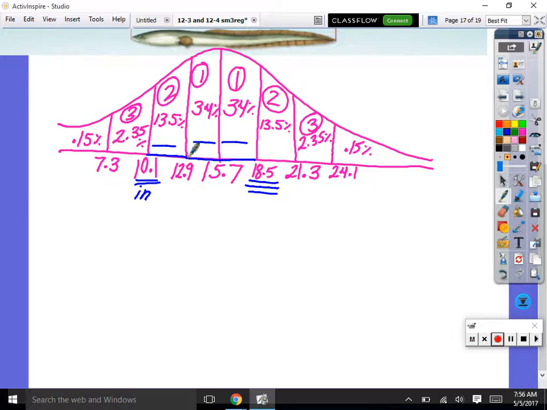So if I said to you, how many of these eels can we expect to be larger than 24.1 inches long? You would say?